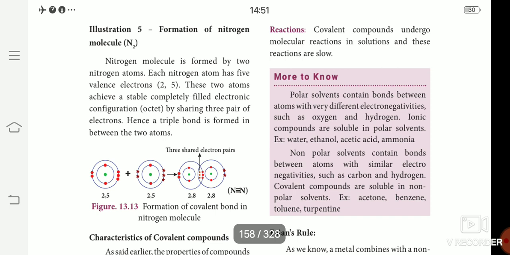In the nitrogen molecule N2, the two nitrogen atoms are drawn separately in the structure. 3 electrons are shared, so the bond formation is a triple bond: nitrogen triple bond nitrogen. Oxygen has a double bond, and nitrogen has a triple bond. So this is the single, double and triple covalent bond formation with the sharing of electrons.